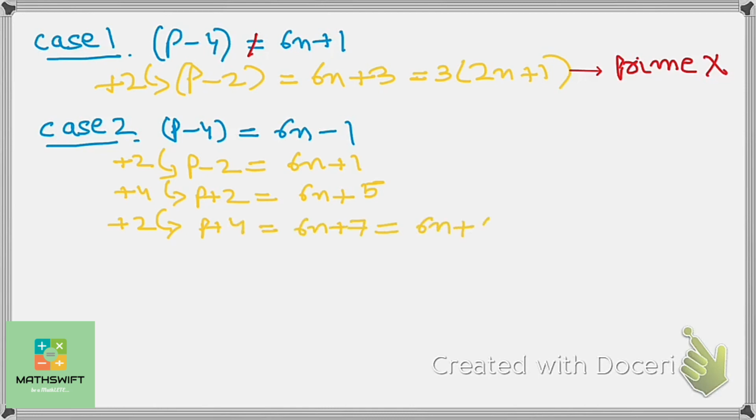Now 7 can be split and written as 6 plus 1. 6 can be taken as common from the first two terms, and it can be written as 6 times n plus 1, plus 1. Now since n is a natural number, and if we add 1 to a natural number, we would always get a natural number. So let's assume this natural number to be n dash. So it can be written as 6n dash plus 1.